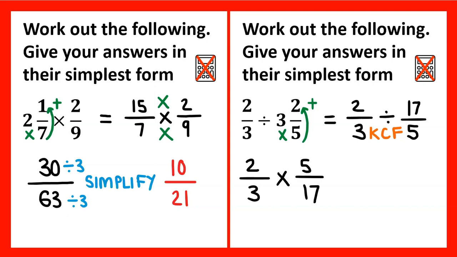Once written as a multiplication, we can do exactly the same as what we do when we multiply these two fractions together, by first multiplying the numerators. 2 times 5 is 10, and multiplying the denominators, 3 times 17 is 51. This fraction is already in its simplest form.